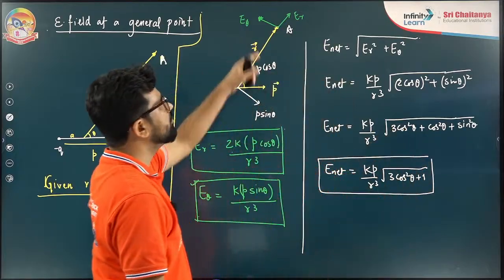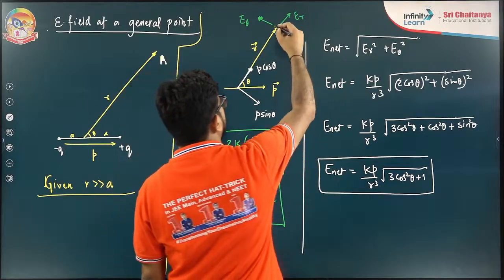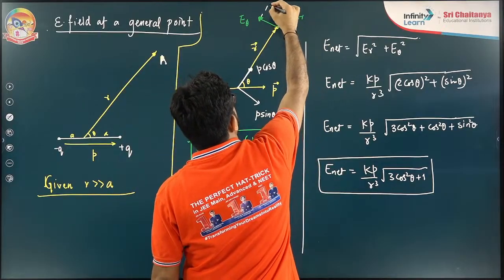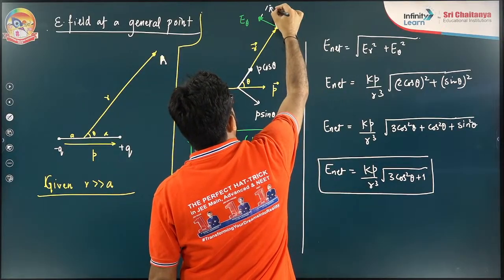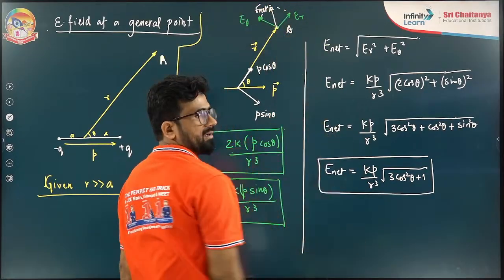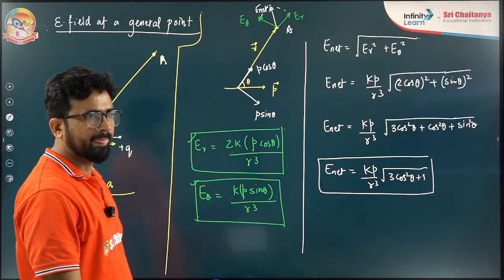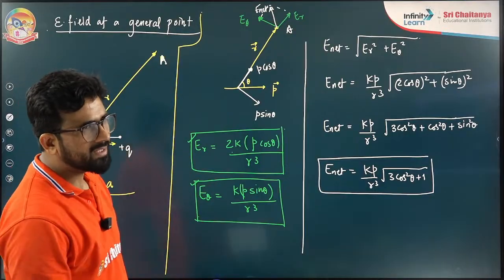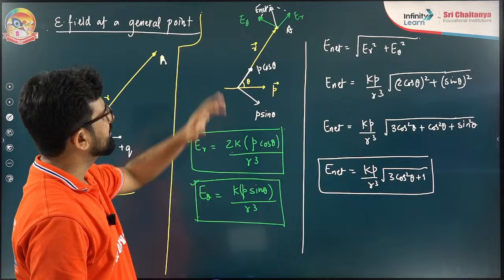So there are two fields I told you, these are the fields ER and E theta. You can find them, and this is the E net. This is the net field. Very simple. Very good, beta. That we can write.